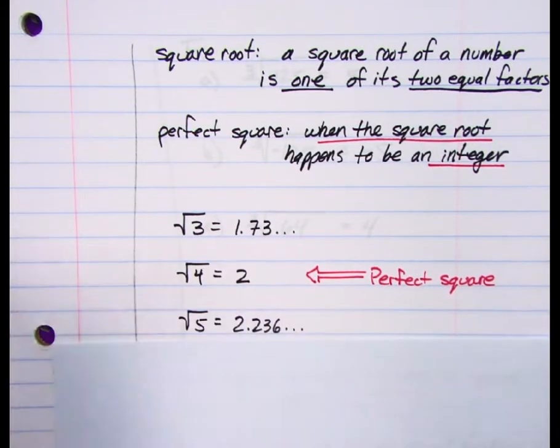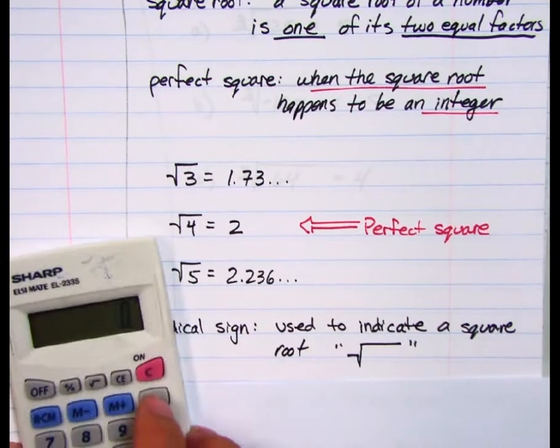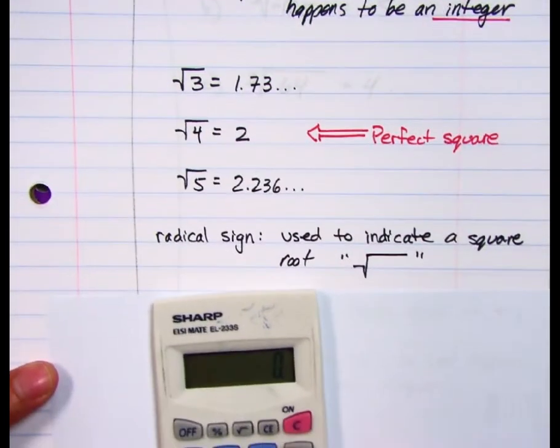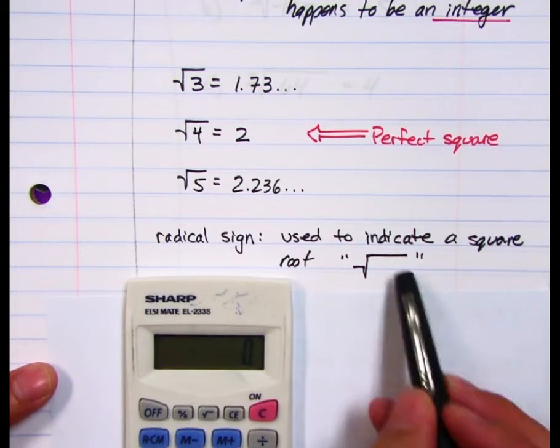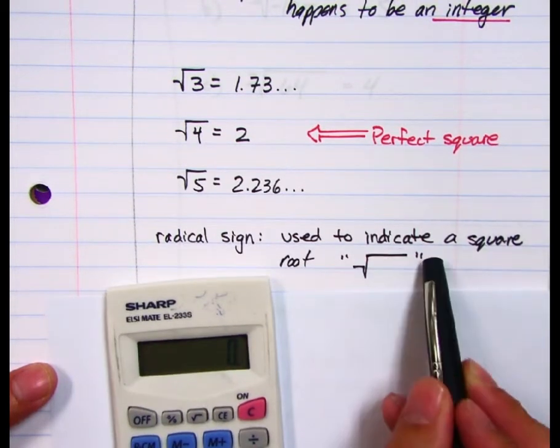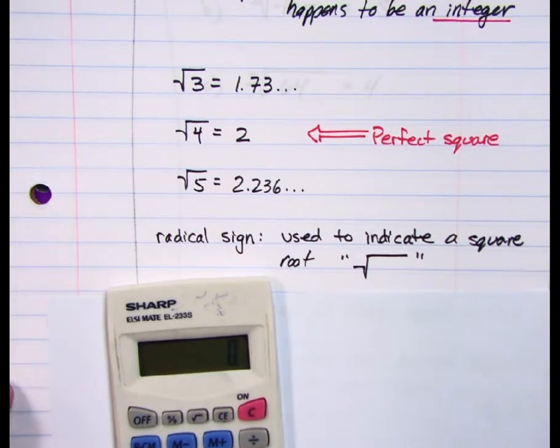Only this one here. And we might as well talk about the radical sign. You see this on our calculator, it's called the radical sign. That's used to indicate a square root. So radical means square root.